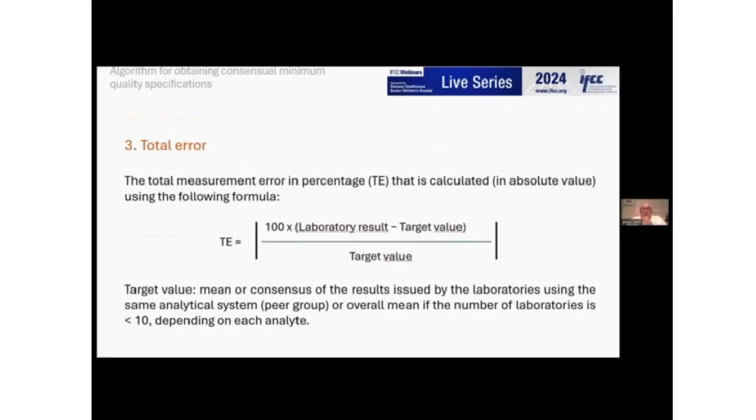Let's look at the total error. The total error is a formula that is in all the books in the field we work in and is defined as the result of a laboratory minus the target result, divided by the target result and multiplied by 100 because it is expressed as a percentage. And in addition, absolute values, positive values are taken. What is the target value? It can be a mathematical mean, a consensus mean of the results from the laboratories. And in principle, I already told you that it is preferable to look for the peer group mean.